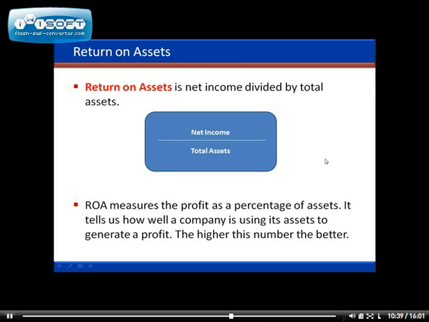Return on assets is the net income divided by total assets. And once again, you would get the net income figure from the income statement, and you would get the total asset figure from the balance sheet. The balance sheet has assets and liabilities, and the income statement would have the net income. And the return on assets measures the profit as a percentage of the assets. And it tells us how well a company is using its assets to generate profit. And the higher that this number is, the better.